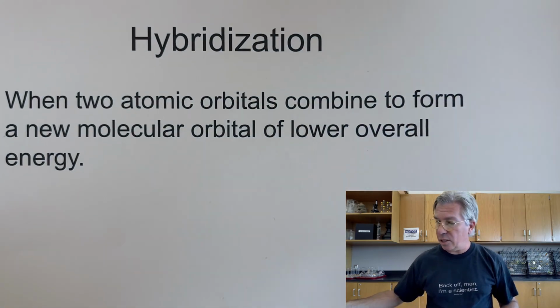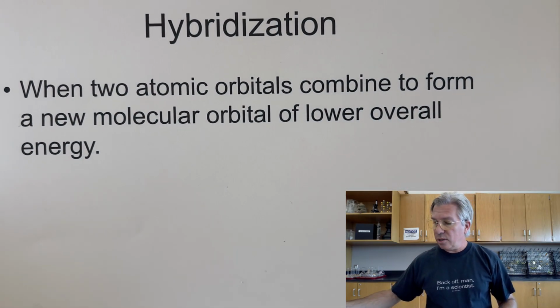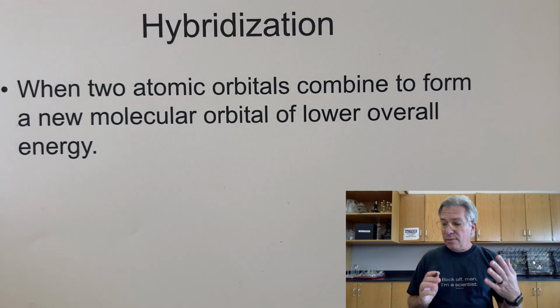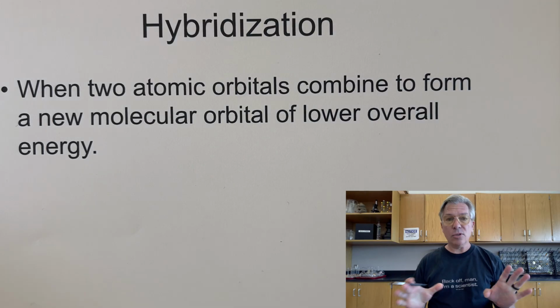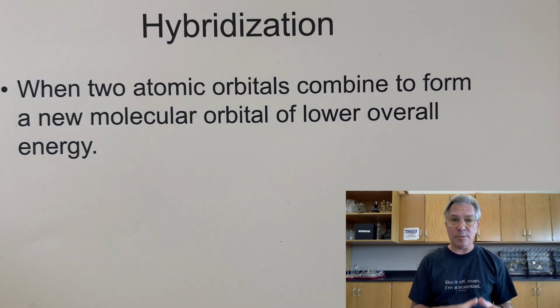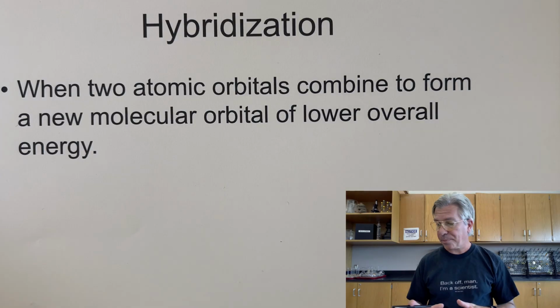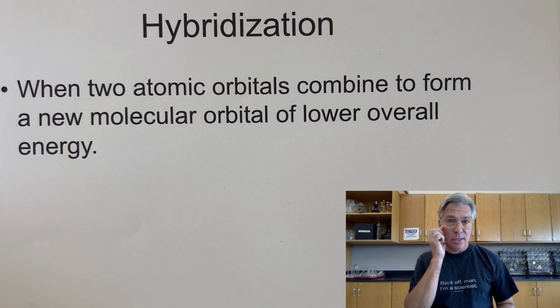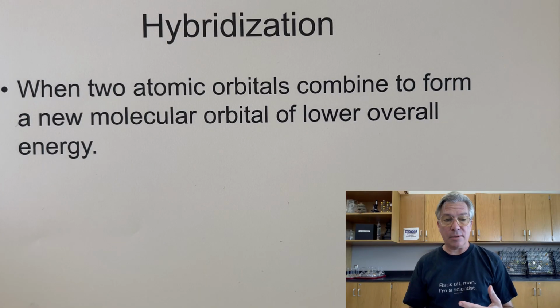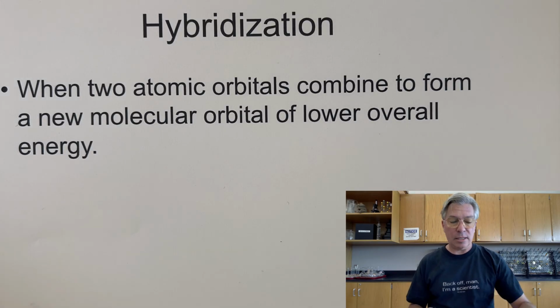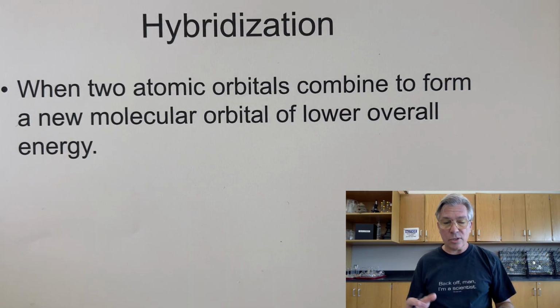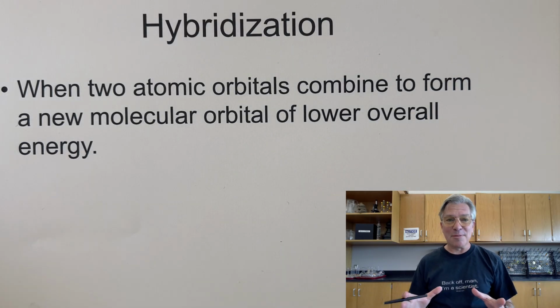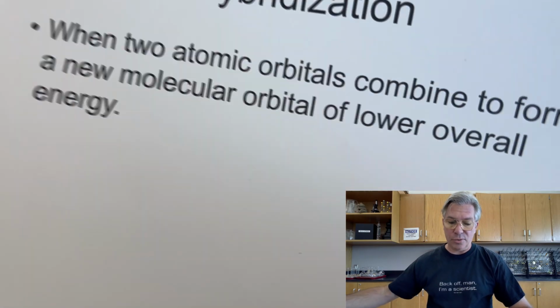So what is hybridization? Hybridization is what happens when two atomic orbitals combine to form a new molecular orbital of lower overall energy. The old shapes are gone, the shapes of the s's and the p's and the d's, but new shaped orbitals come in their place. I like to use the word morph in class because we've all seen movies where some character morphs into some other character, and they're still the same character, but they look different. They have a different size or a different shape, and that's what orbitals are doing.